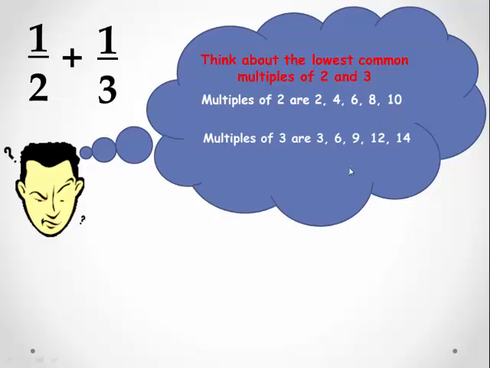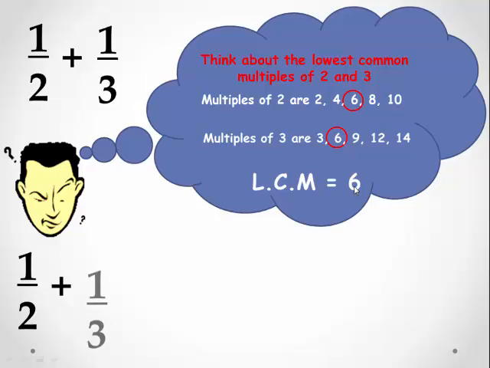Now you need to look for what is common between these two, as in the multiples of 2 and the multiples of 3. If you look at this place, we have 6 here and we also have 6 here. So this is the least common multiple of these two numbers. So meaning the LCM of 2 and 3 is 6. So after being able to find the lowest common multiple of 2 and 3, which is 6, then we can do 1 all over 2 plus 1 all over 3.